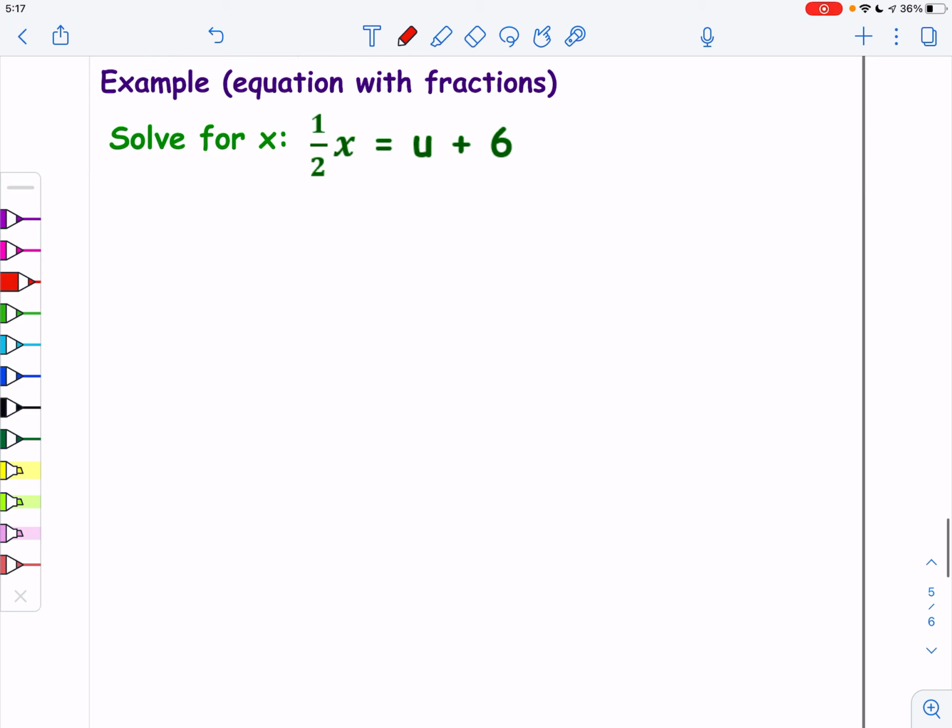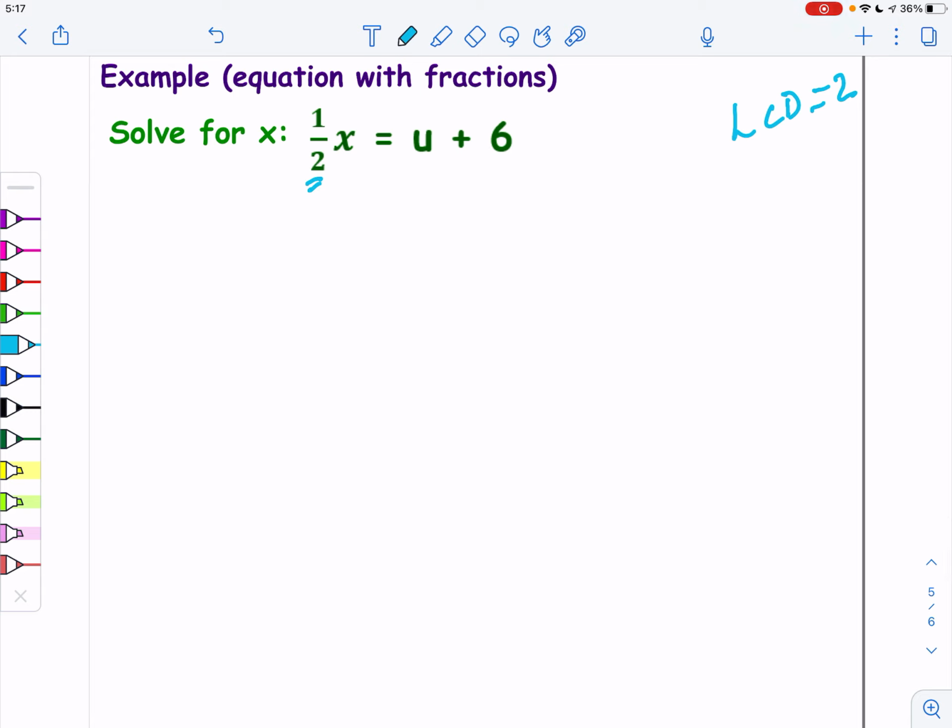This example has a fraction. Several ways of doing this as well. We're solving for x. One way to do this is to find the least common denominator of all the denominators we have. We only have 2, so that makes it easy. The LCD is 2. Once you've found the LCD, you multiply both sides of the equation by the LCD. 2 times 1/2 x equals 2 times u plus 6.